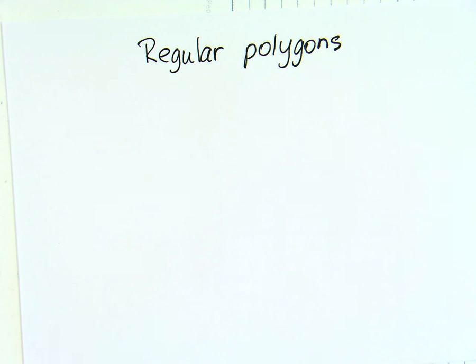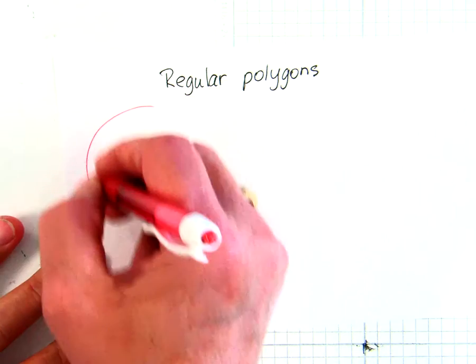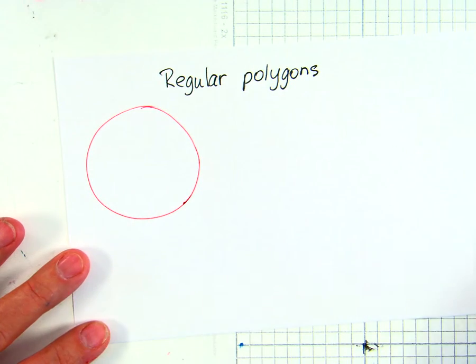This lesson is on regular polygons. Let's recall what a regular polygon is. That's one that has all of the side lengths the same and all of the angles the same. The first one that we dealt with would have been a triangle.